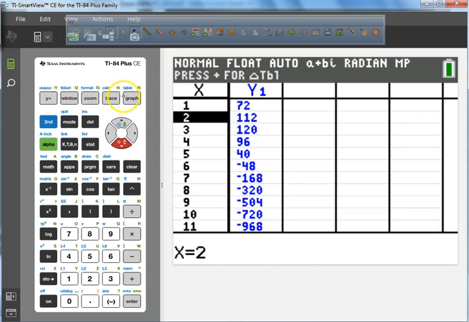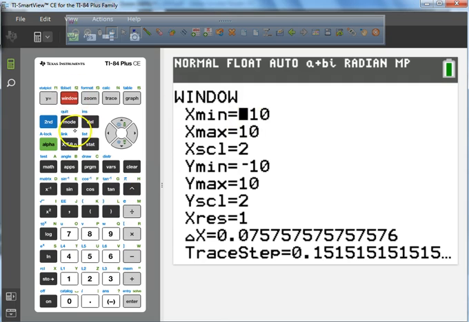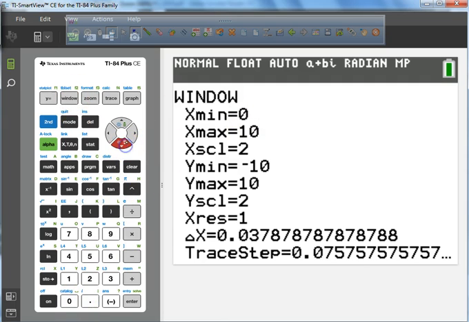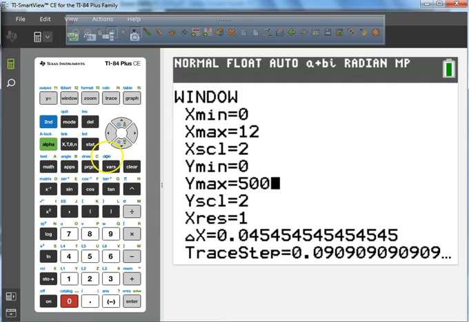Now, if we wanted to see this, if you hit the graph button, you're going to notice that you really can't see where the graph goes. Okay? So what I want us to do is we're going to change our window settings. Go to your window. I want you guys to set your window to go from 0 to 12. We're going to do an x scale of 2. For the y minimum, start at 0. For the y maximum, I would like you to go all the way up to 500. But do not count by 2s or 1s. I want you guys to count up by 50.